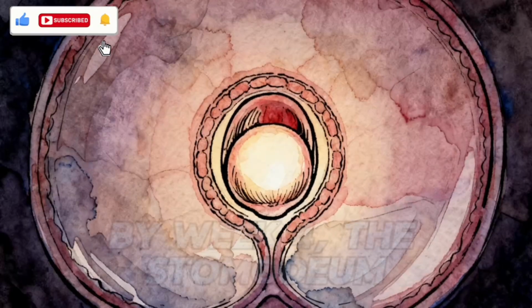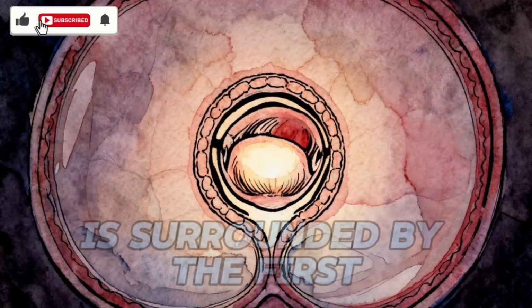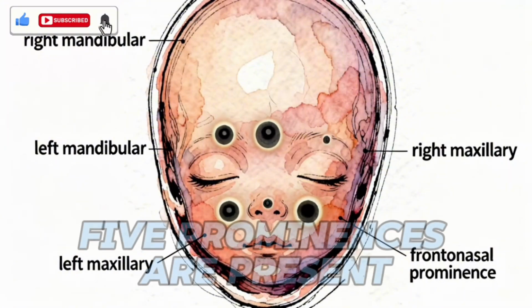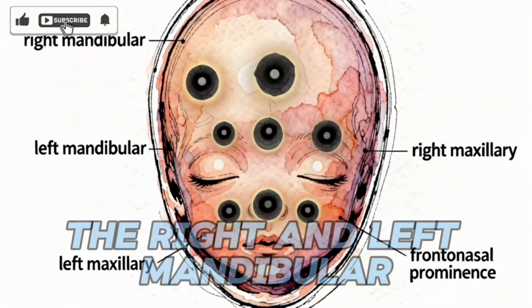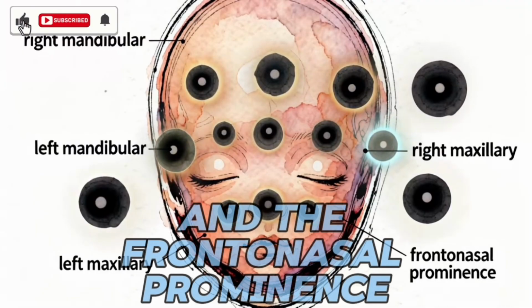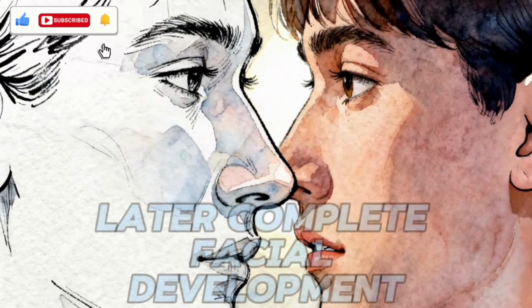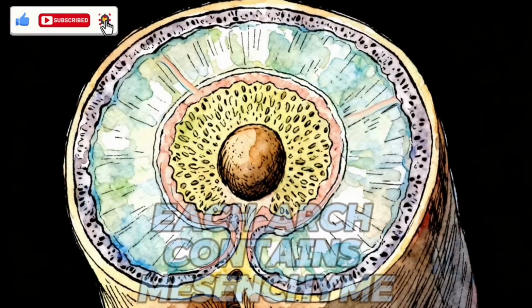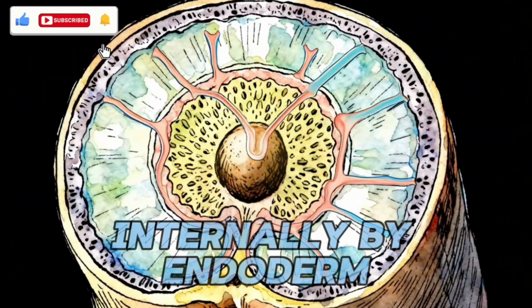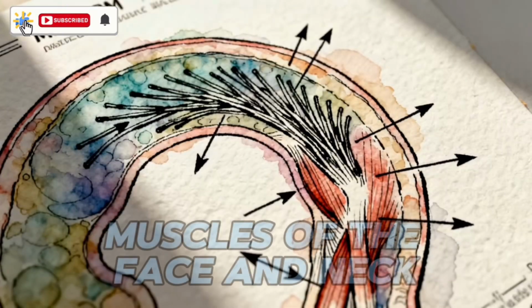the face. By week 4, the stomodeum is surrounded by the first pharyngeal arch. By day 42, 5 prominences are present: the right and left mandibular, right and left maxillary, and the frontonasal prominence. Nasal prominences later complete facial development. Each arch contains mesenchyme, covered externally by ectoderm and internally by endoderm. Mesoderm forms the muscles of the face and neck.